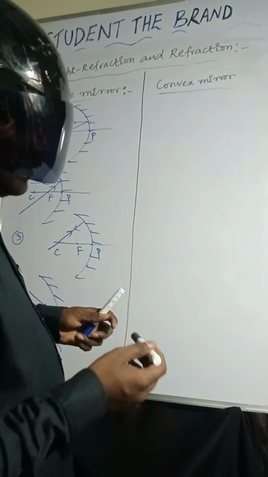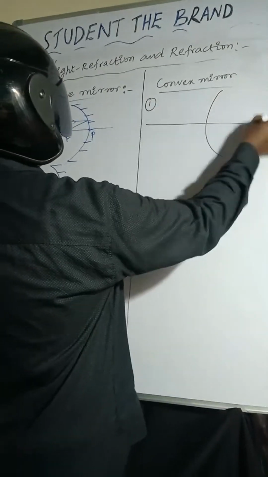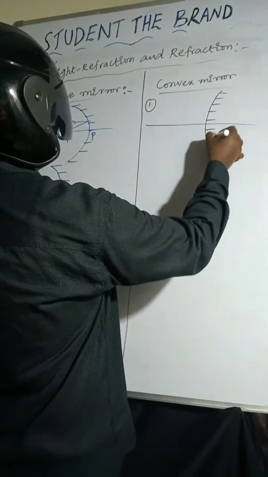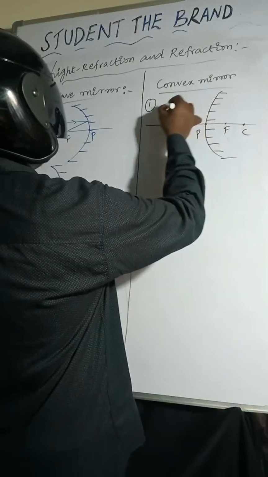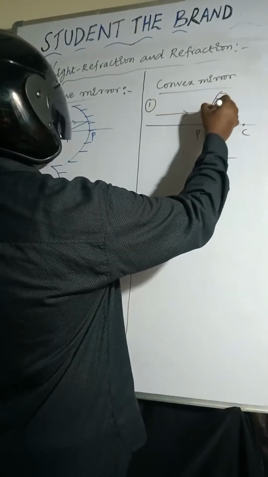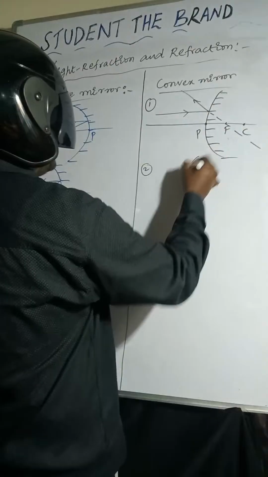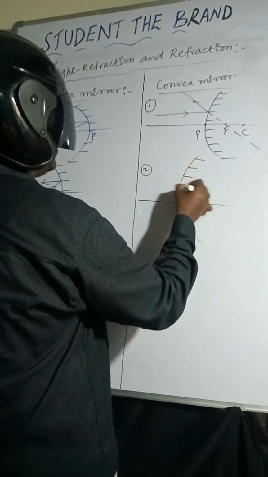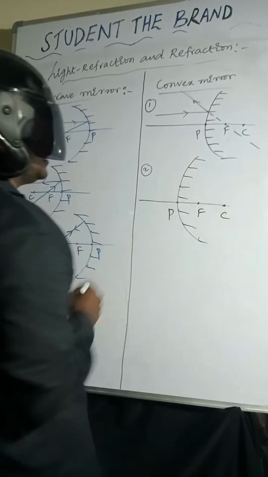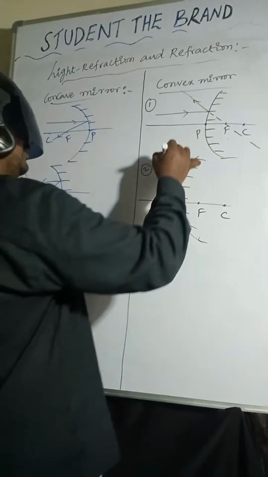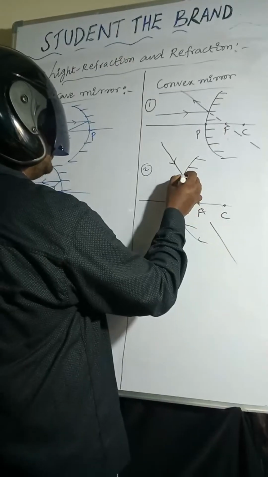Coming to the next one, the convex mirror. Here I am taking the convex mirror. With the pole, focus, and center of curvature, light rays, after reflection, pass through the focus. Coming to the second one, light rays passing through the focus, after reflection, move towards infinity.